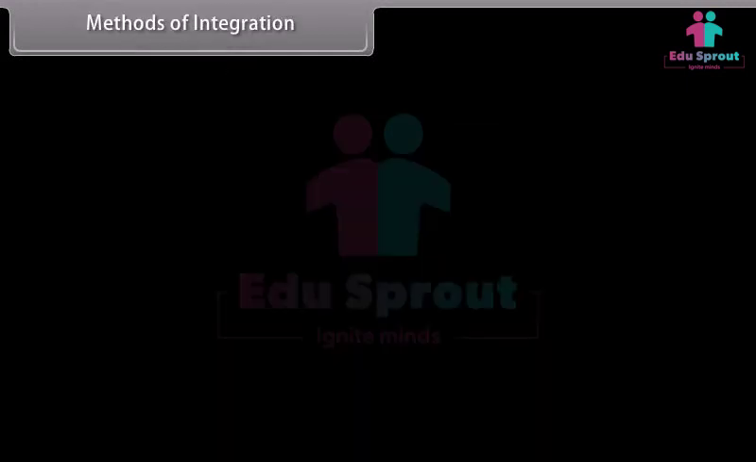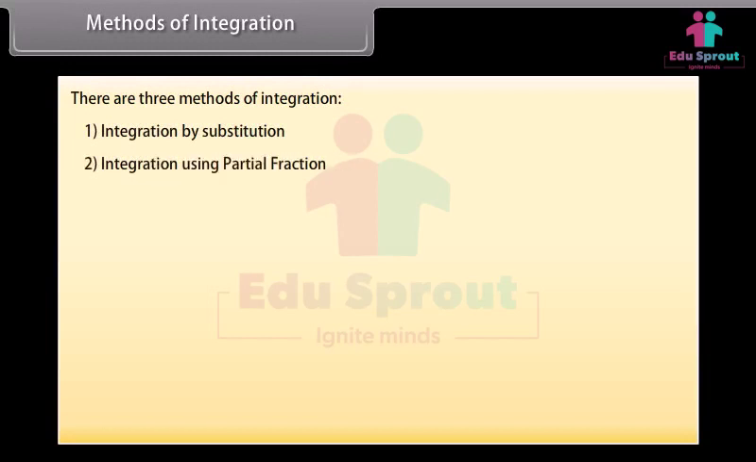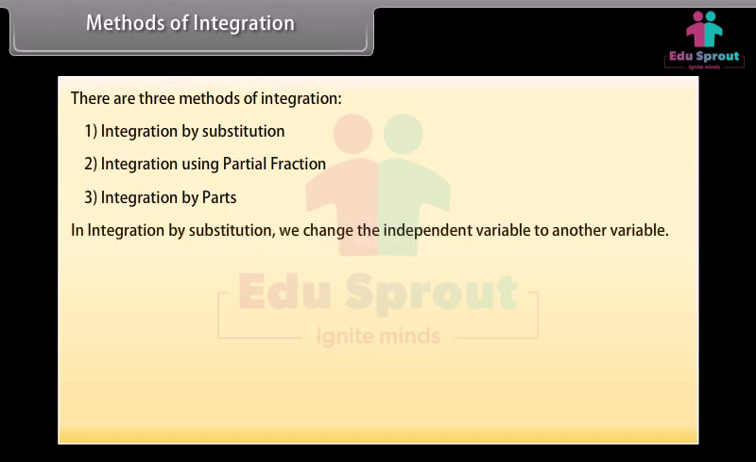Methods of integration. There are three methods of integration. They are: 1. Integration by substitution. 2. Integration using partial fraction. 3. Integration by parts. In integration by substitution, we change the independent variable to another variable. Integral of some trigonometric identities.